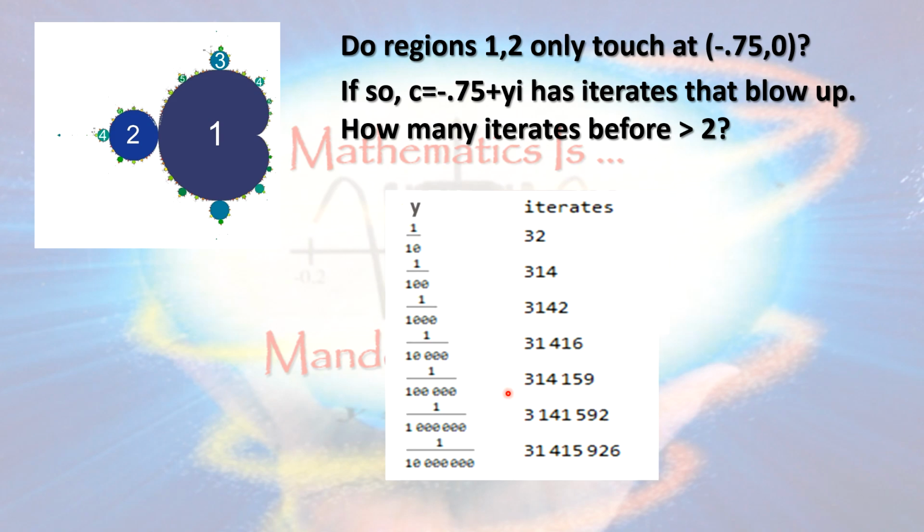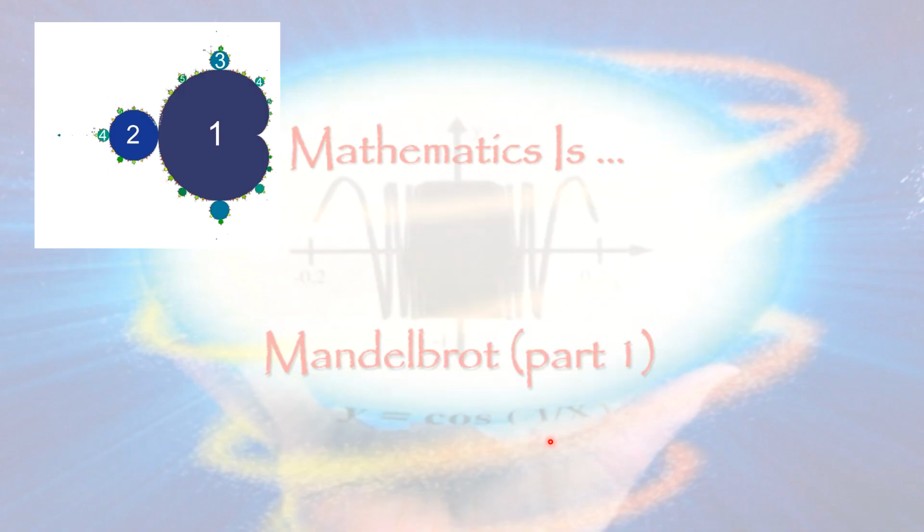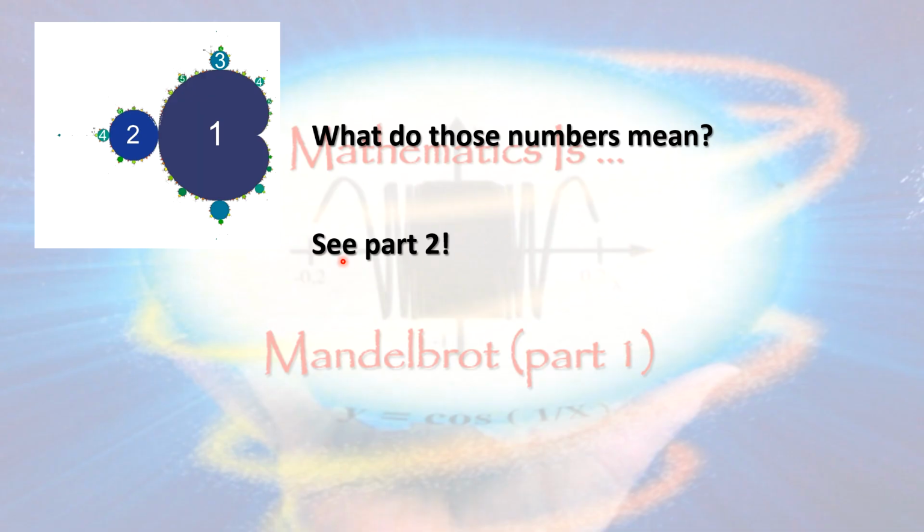You might know that pi equals 3.1415926 and so on. Yep, the number of iterates needed to pass a magnitude of 2 is creating the digits of pi. I love that fact. If you want to know more about the Mandelbrot set, including what the numbers 1, 2, 3, and so on in that graphic mean, watch part 2.